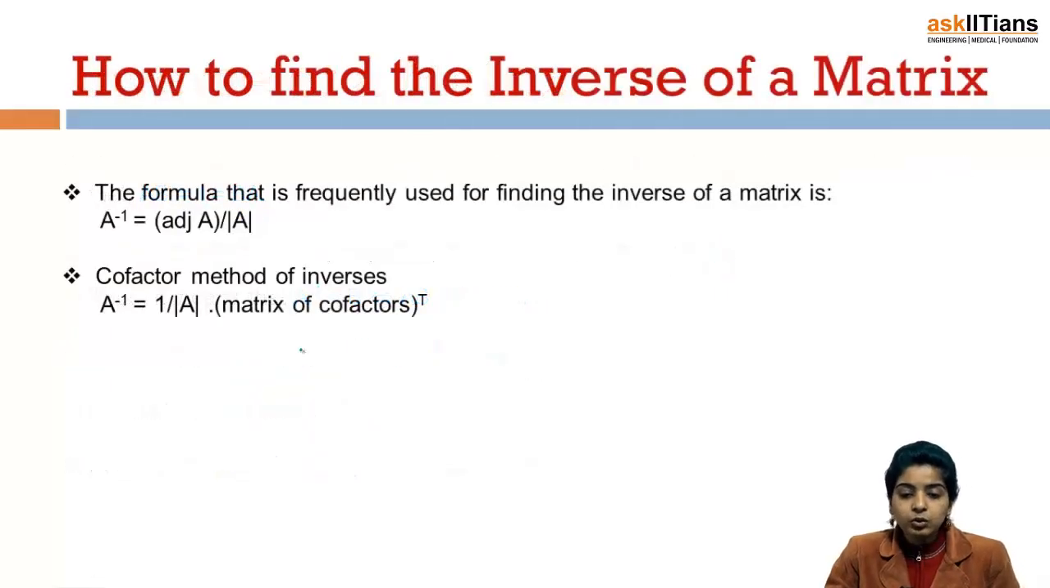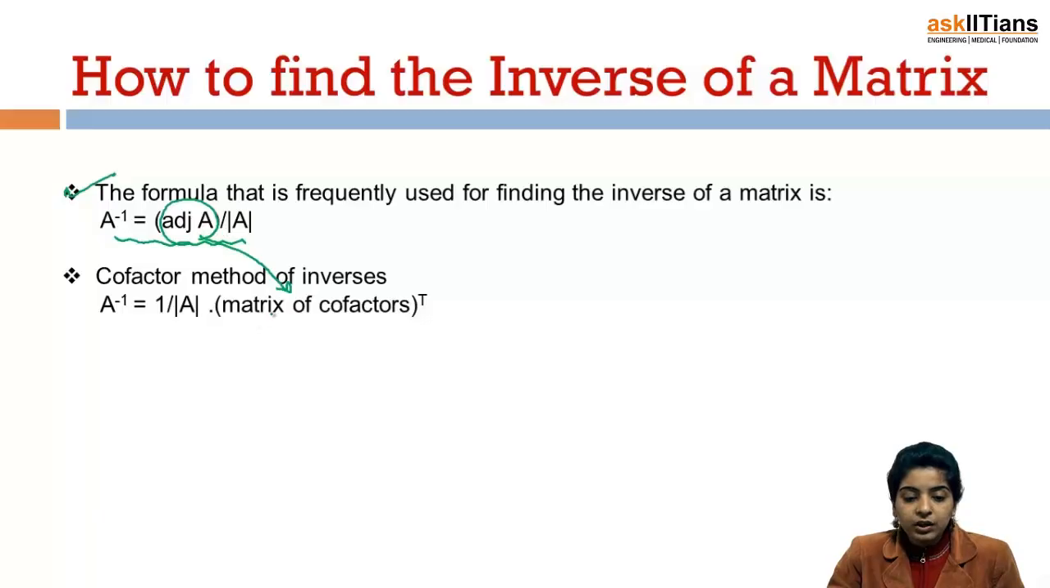Next we have how to find out the inverse of a matrix. The formula that is generally used for finding out the inverse of a matrix is A inverse is adjoint of A divided by determinant of A. Or you can say the cofactor method of inverses is divided by determinant of A. This will remain the same, and in fact this is another notation of denoting the same formula.